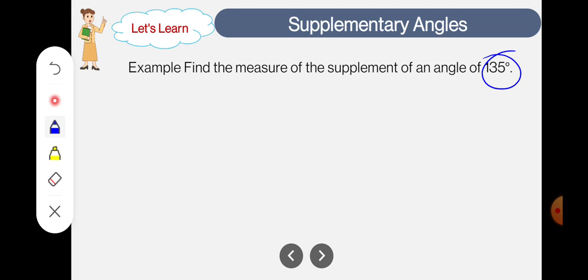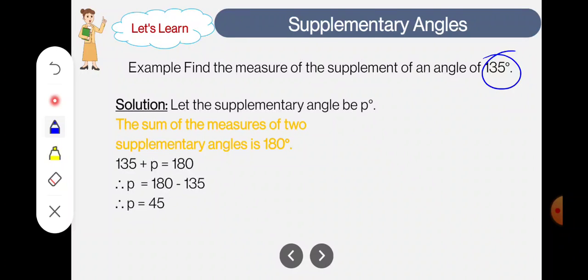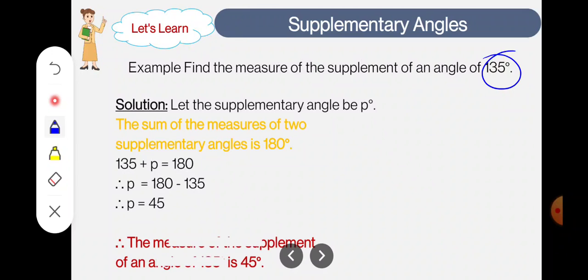Okay, so what we will do, we will assume that let the supplementary angle of 135 degree be x or any alphabet of your choice. Here I have taken p degree. So we will write 135 plus p is equal to 180 degree. p is equal to 180 minus 135 and p is equal to 45 degree. So therefore the supplement of 135 degree is 45 degree. That means if you add 135 plus 45 you will get 180 degree.